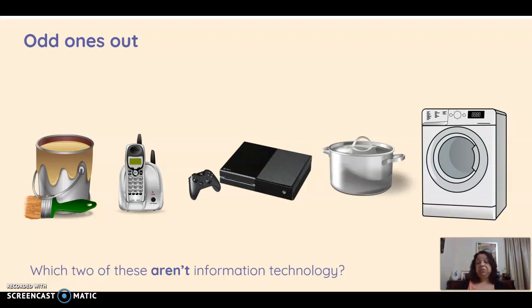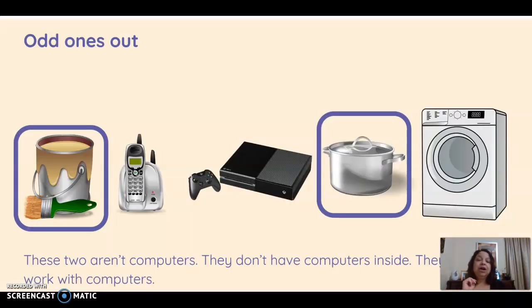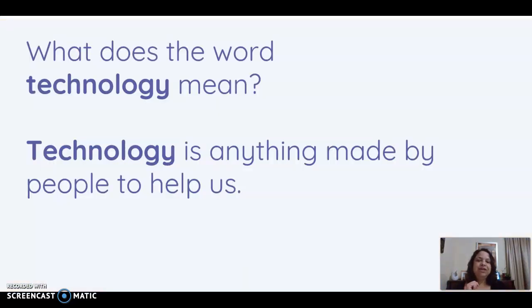Now, in this picture here, in this slide here, which is not information technology? It can be technology, but not information technology. What do you think? Which ones? The paint, the telephone, the joystick, the player, the pen, the washing machine. Which two is not information technology? Aha! If you said paint and pen, you got it right.